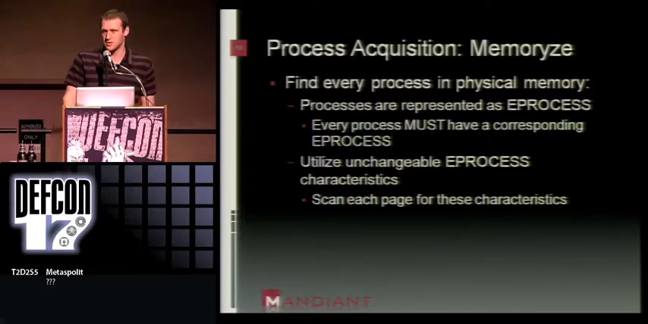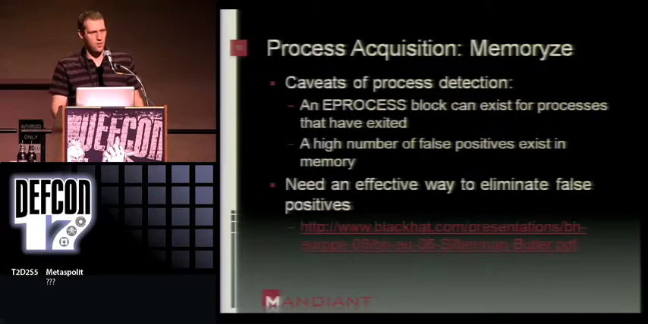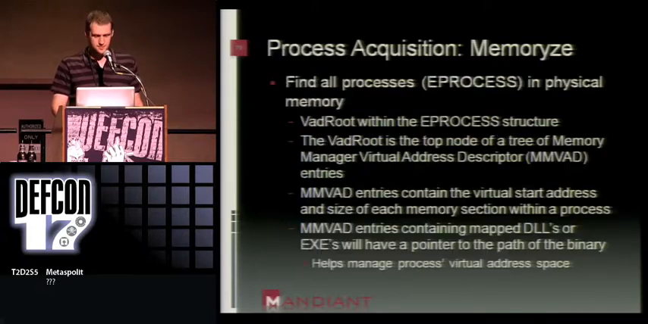The EPROCESS structure is essentially what's used by the kernel to represent processes. Every running userland process has an EPROCESS structure. We use a dword to identify the beginning of the structure. We do a bunch of checks after that because relying on one dword in memory is ridiculous and will result in a lot of caveats and false positives. There's a talk I gave a couple years ago on process detection and how to sort of weed those out.